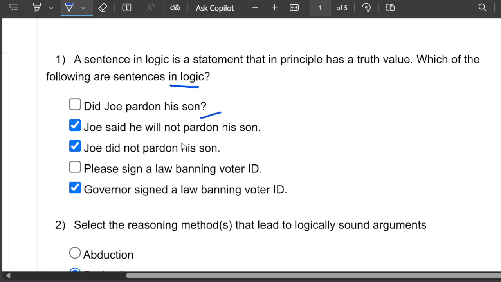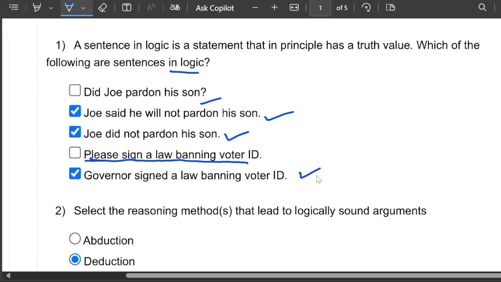Joey said he will not pardon his son. It is a statement, so it is true. Joey didn't pardon his son. It is a fact. It is also true. Please sign a law binding. Please, it's an order, not a truth. It's a request only. Government signed a law binding voter ID. So it is a fact. Now it's true.